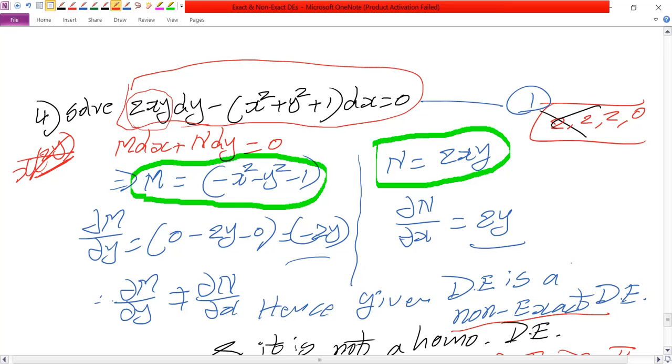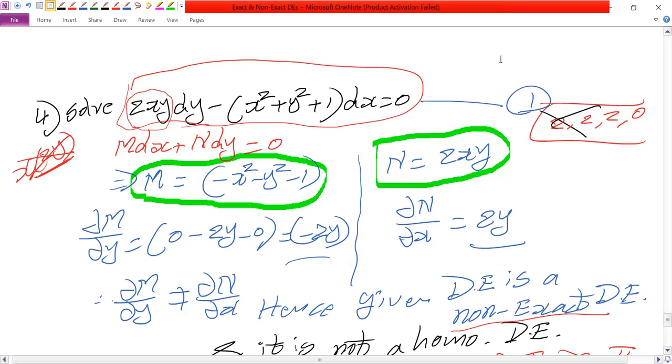The reduced equation, we have to take it as equation number 2, and compare it with m1 dx plus n1 dy equals 0. Check whether m1 dx plus n1 dy equals 0 is exact or not. It will be exact, guaranteed. If it is exact, then you know how to find its general solution. So fine, this is the concept of exact and non-exact.